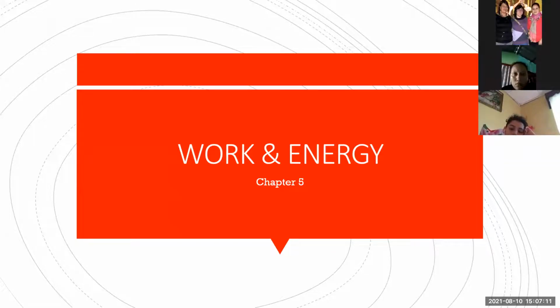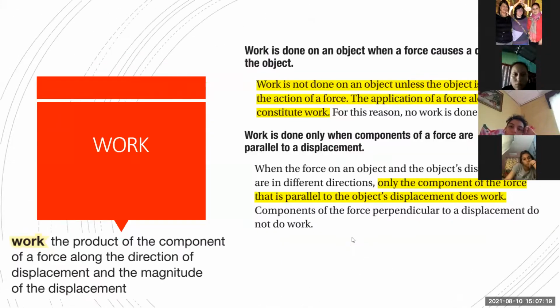First, we need to define what work is. Okay, this is chapter 5. Work is, take a look. It says it is the product of the component of a force along the direction of displacement and magnitude of the displacement. So maybe if I just read the definition like that, it's just too complex.